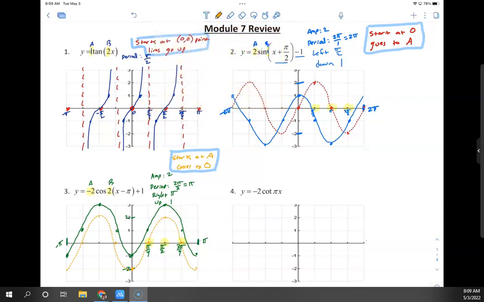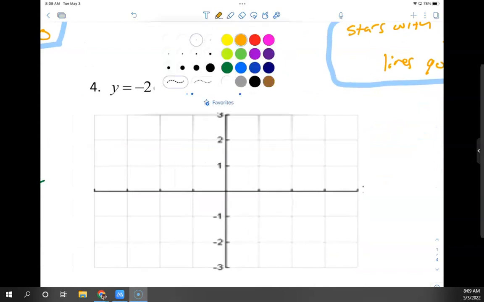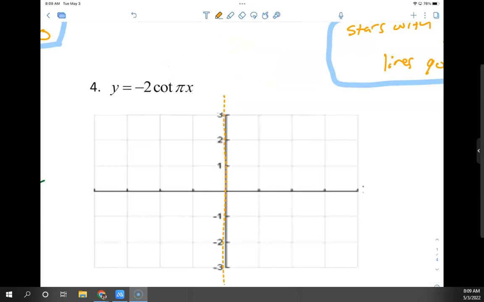Okay, so cotangent starts with an asymptote. So tangent starts with a point, cotangent with an asymptote. That's the big difference of those. And then the little liney things go down. Lines go down. So that's how I remember cotangent. If I know that cotangent starts with an asymptote, then I'm just going to do every other asymptote, point, and just fill that in.